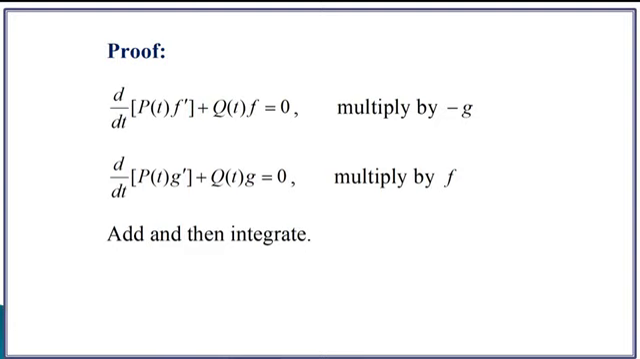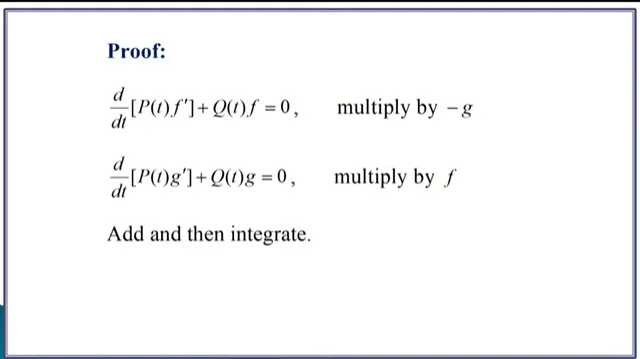Since f and g both are solutions of the given equation, they must satisfy the original equations. If we multiply the first equation by minus g of t, where the first equation comes from f being a solution, and the second equation comes from g being a solution of the given equation, and we multiply the first equation by minus g and the second equation by f, add them and integrate them, you will get the original result.